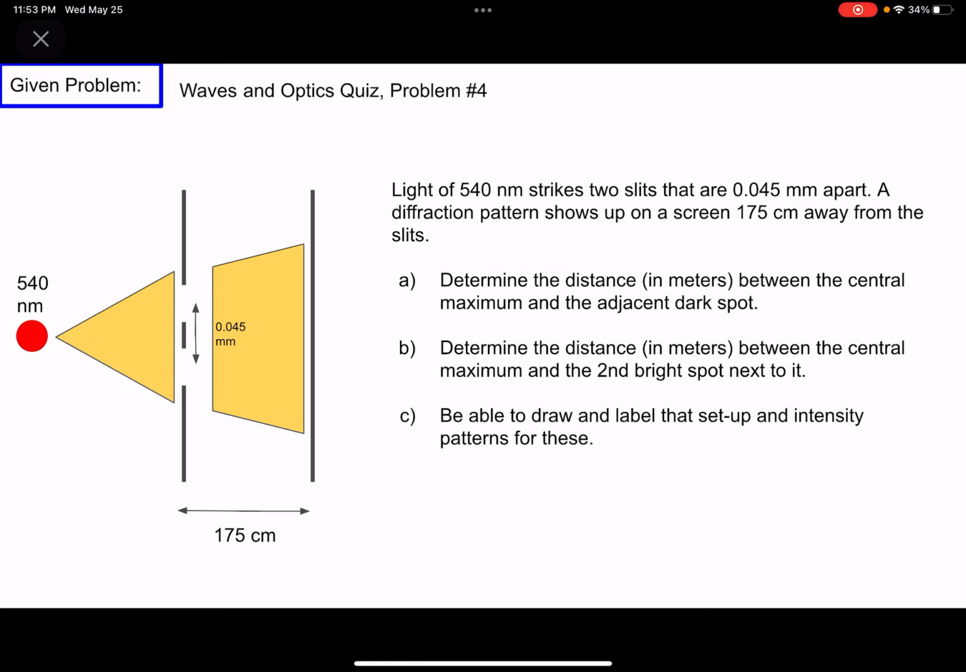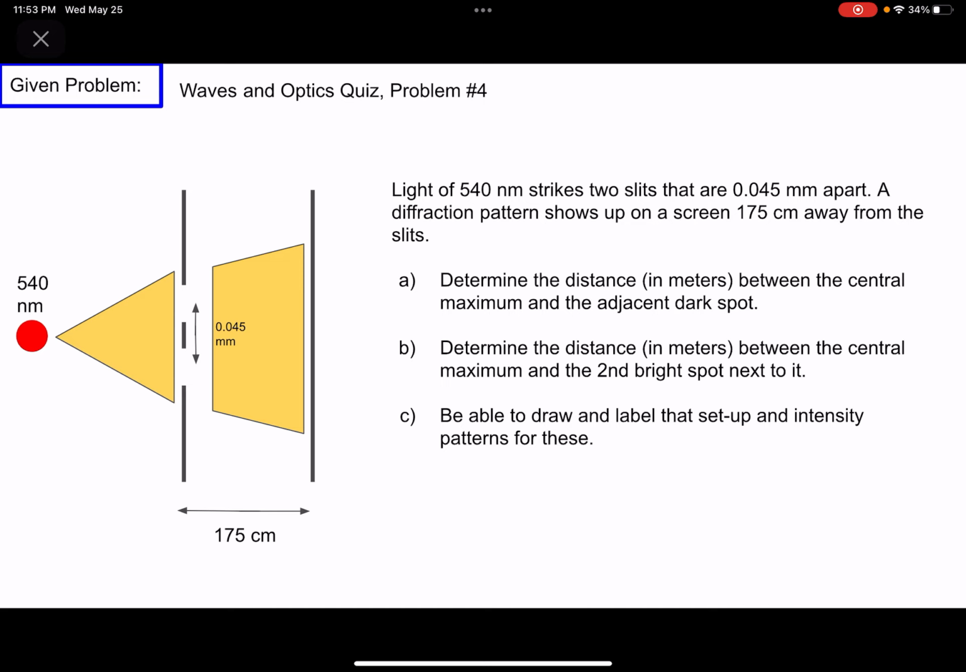Light of 540 nanometers strikes two slits that are 0.045 millimeters apart. A diffraction pattern shows up on a screen 175 centimeters away from the slits. I drew that picture to the left as best as I could using Google Slides.